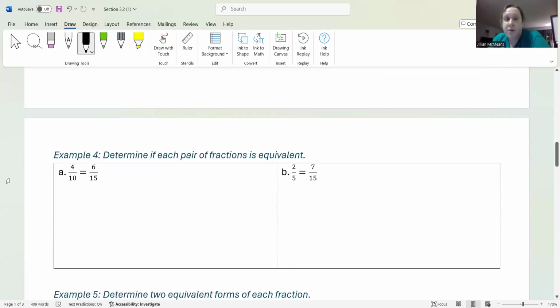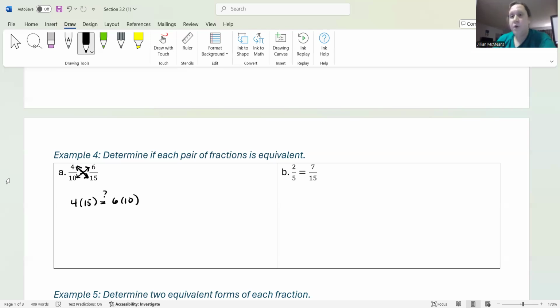So the first example is example 4, and it says determine if each pair of fractions is equivalent. Okay, so we're going to multiply the diagonals. So we're going to multiply 4 and 15, and then we're going to multiply 6 and 10. And if those cross products are equal, so are the fractions. So what we're really checking is, does 4 times 15 equal 6 times 10? And I'm going to put a little question mark there because we're not sure yet.